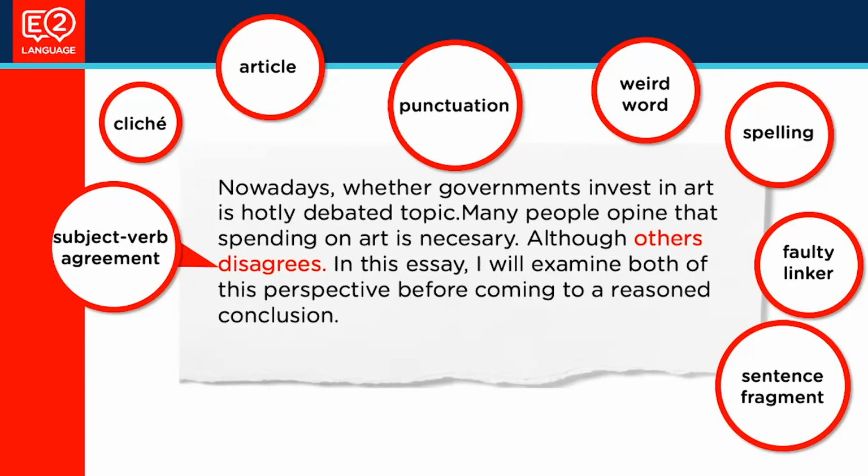Next sentence, in this essay, I will examine both of this perspective before coming to a reasoned conclusion. So again, a couple of things going on in this sentence. As an examiner, in that final sentence, I'm expecting to see the writer's opinion. Have I seen it here? Not really. Let's have a look at what's wrong here.